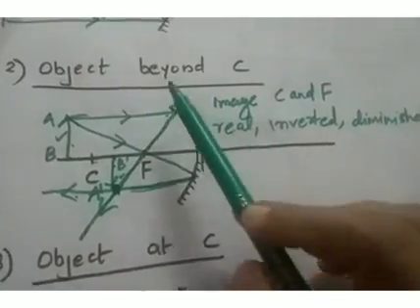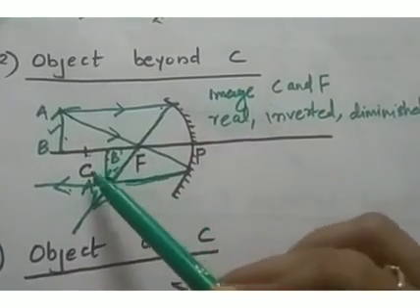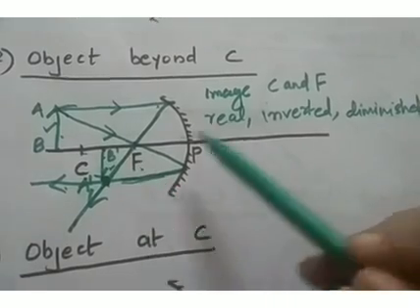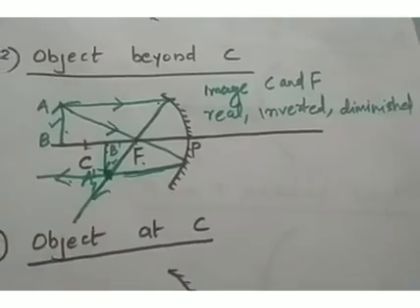Okay, so whenever the object is beyond the center of curvature, image is formed between center of curvature and focus, and it will be a real, inverted and diminished image.